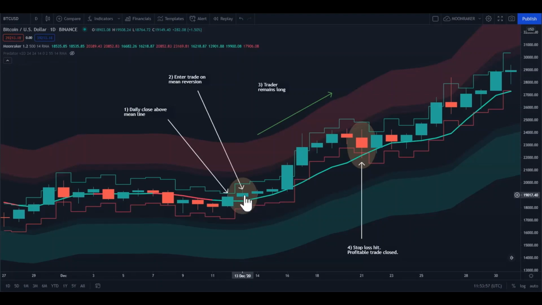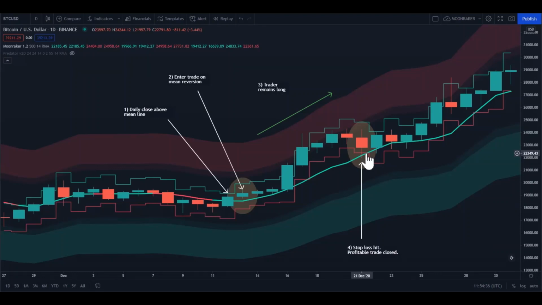So the trader in this example on the 13th of December would have set their bids around here near the mean reversion line and got filled, and they would then have remained long until one of two conditions were met. The first is if these dynamic stop loss levels are hit. So you can see this red line here. The trader would have got stopped out on the 21st of December when price came below this intraday stop loss level. So they would have closed out in a profitable position.